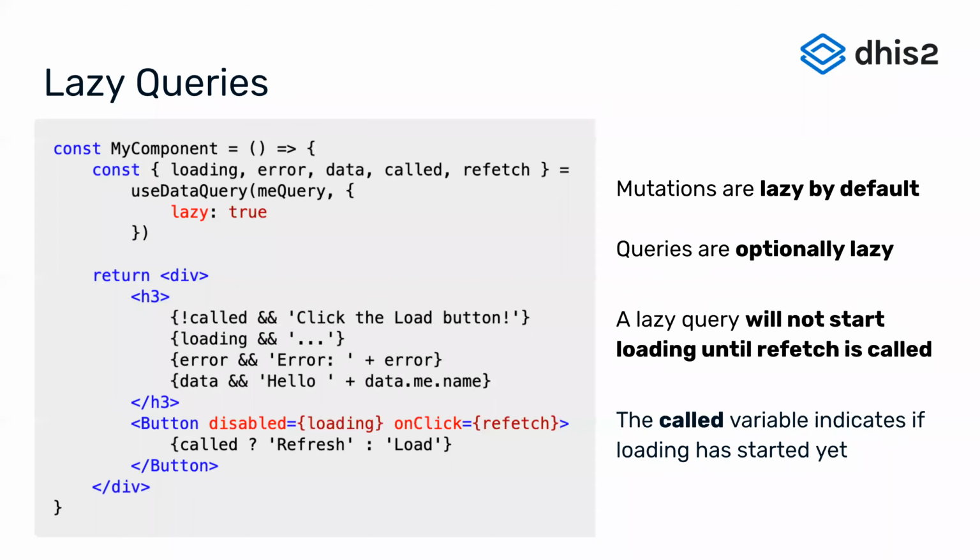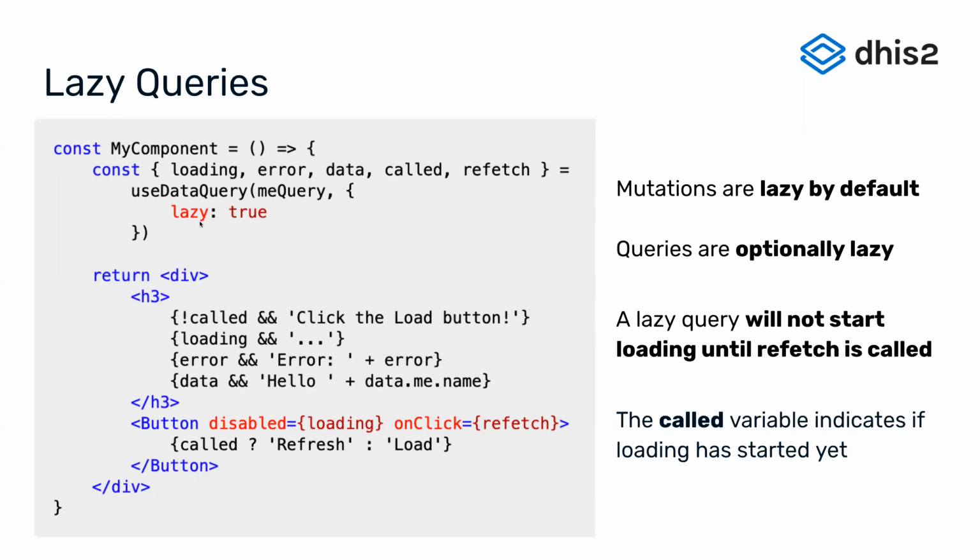And I'm going to set the loading state initially, and then I'm going to set error or data when that comes back. If it's a lazy query, which is an option that we can pass to the use data query hook in the second object, just like the variables, then I'm not going to do anything when this component first mounts. I'm going to let you render whatever you want without any data or loading state or error state.